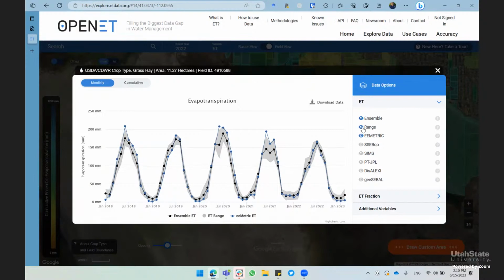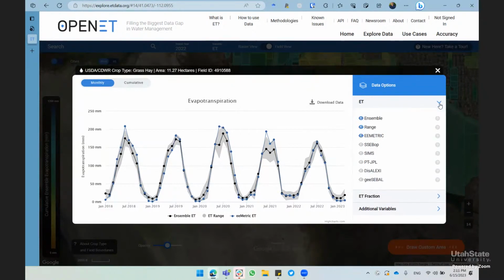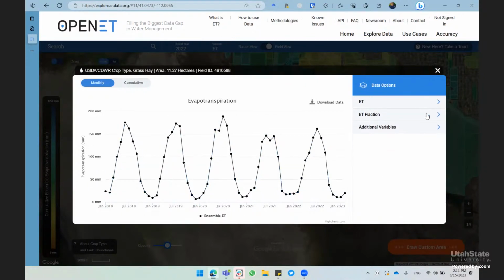OpenET has been available for two years. So it's a brand new platform that we are getting familiar with. So every state here in the country is validating. They are putting instrumentation out there to collect data for several years, several seasons, and then report back which of the models we should recommend to the general public to use.